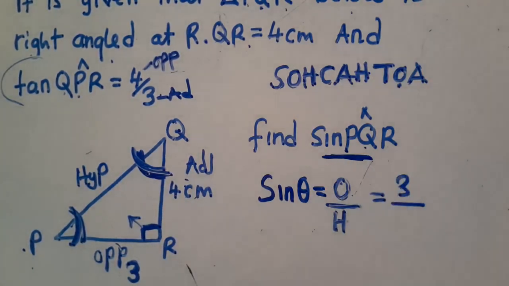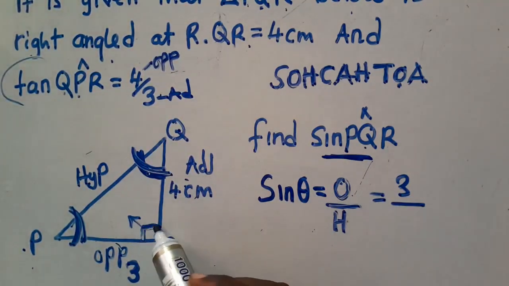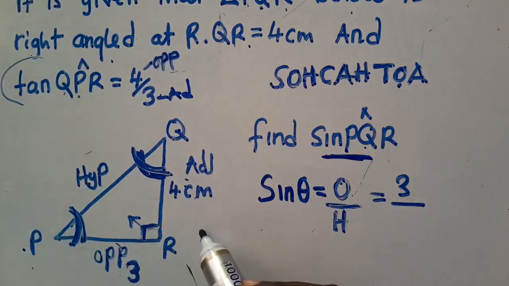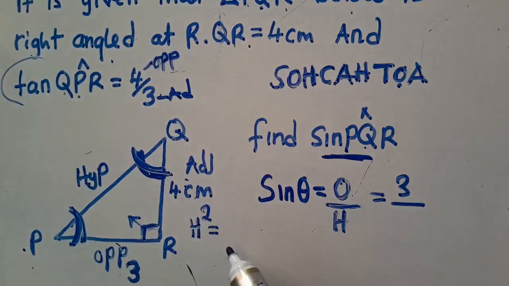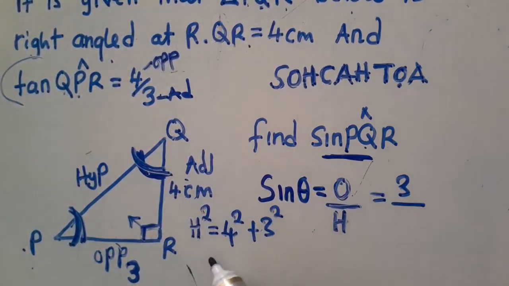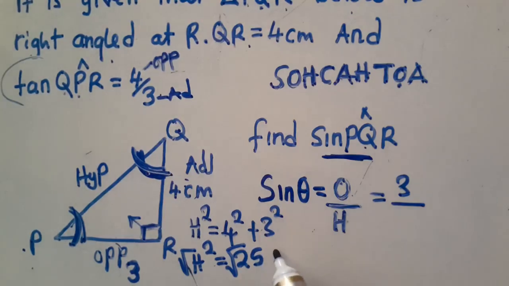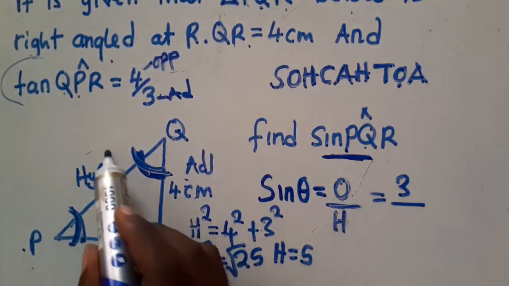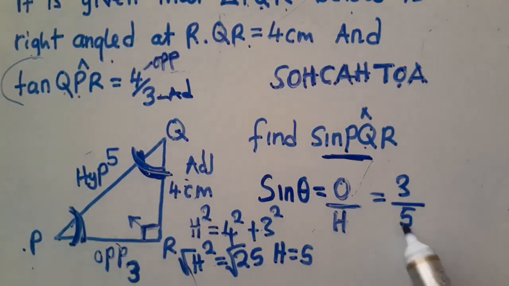Then what is the hypotenuse? We find the hypotenuse using the Pythagoras theorem. You know that this is a right angle. So hypotenuse squared is equal to 4 squared plus 3 squared. When you add these, you get 25. Introduce the square root there, and you have your answer, which is 5. So the hypotenuse is 5, and here you put a 5.